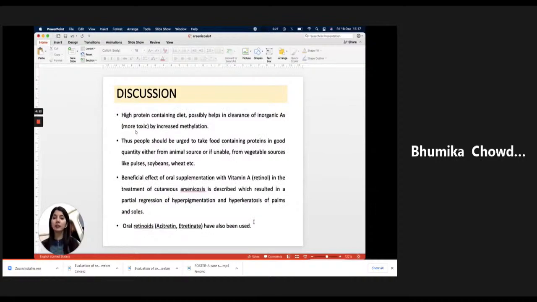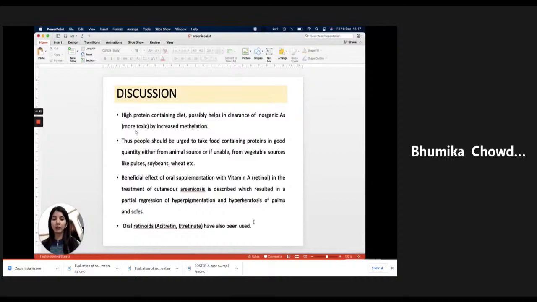High protein diet possibly helps in clearance of inorganic arsenic by increased methylation. Thus, people should be urged to take food containing proteins in good quantity, either from animal sources or if it is not available from vegetable sources like pulses, soya beans, wheat, etc. Beneficial effect of oral supplementation with vitamin A in the treatment of cutaneous arsenicosis is described, which resulted in partial regression of hyperpigmentation and hyperkeratosis of palms and soles.